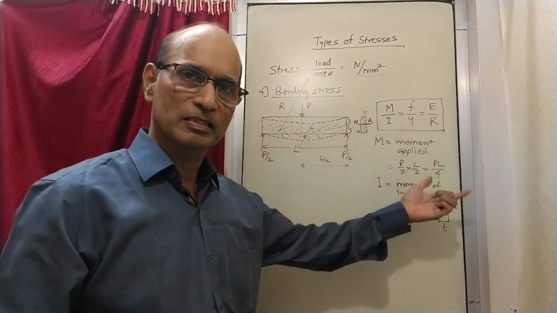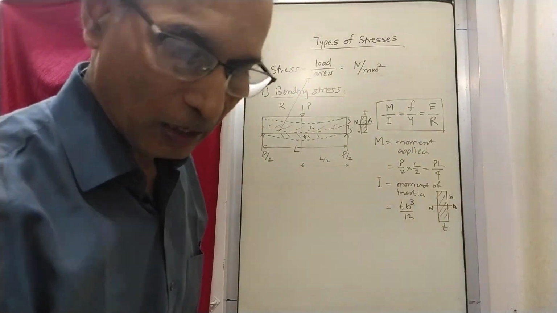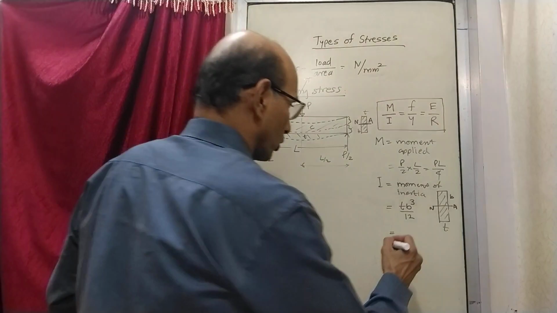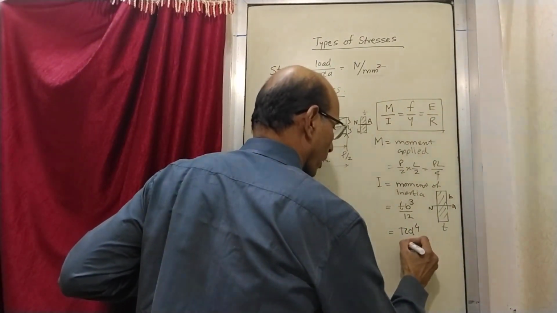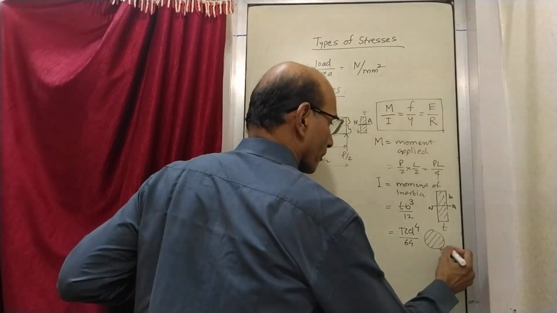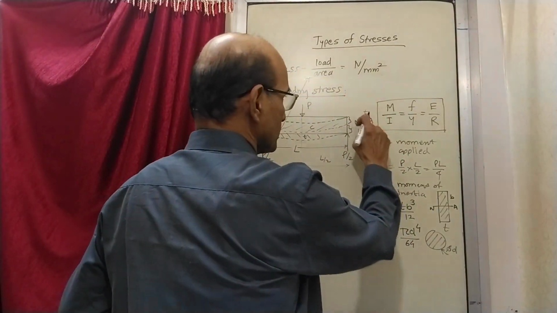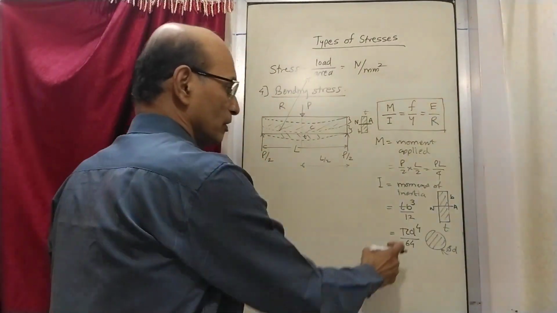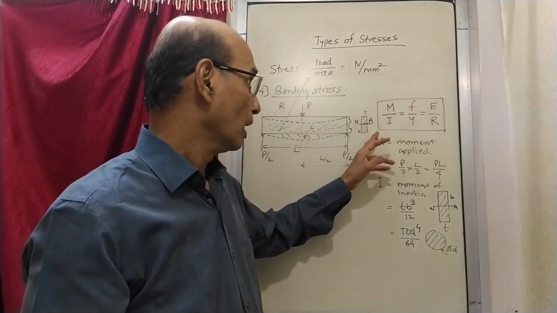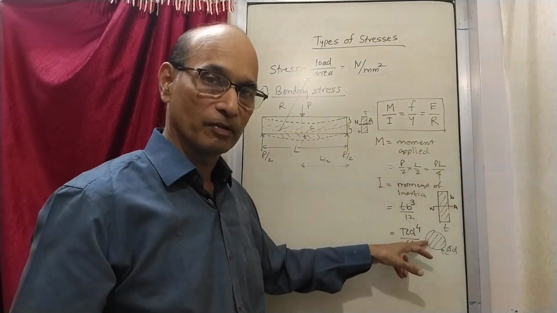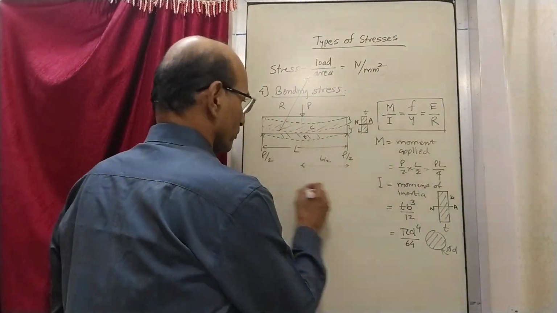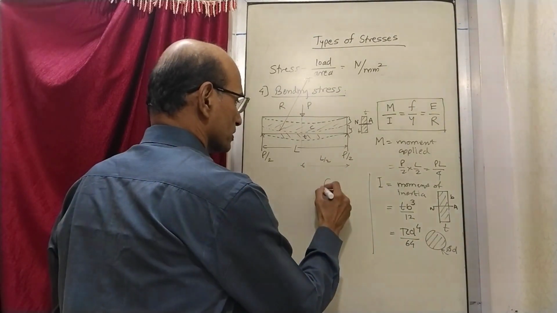If it is a circle, then it is something else. Maybe you can write that down also. It could be pi d raised to 4 by 64. If the cross section is a circle instead of a rectangle, then pi d raised to 4 by 64 is the moment of inertia for this section. So that is M, that is I. What is F? Just now we defined what F is. So F is stress.